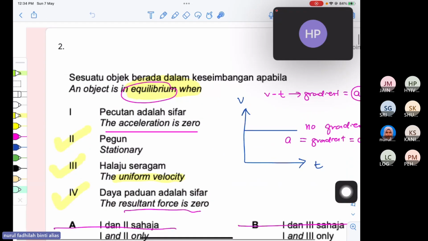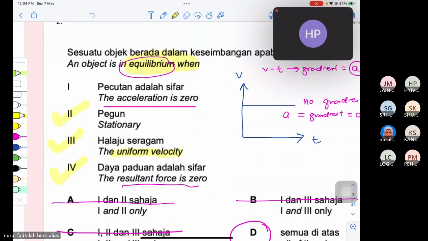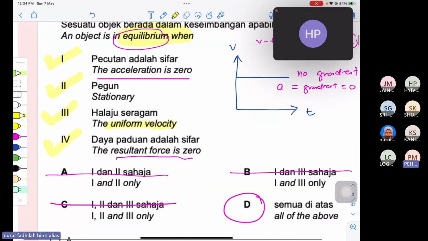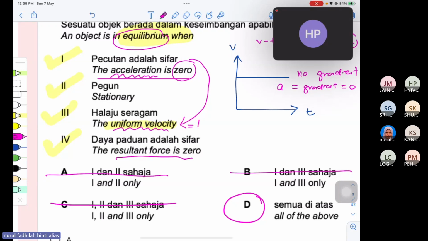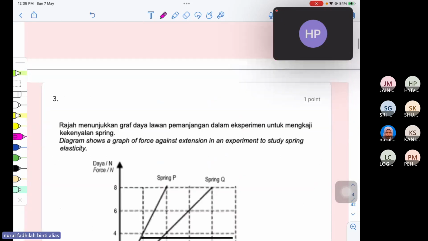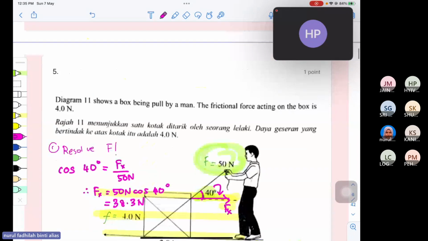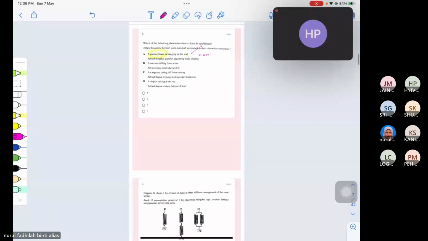So statement number 1 ni betul ke salah? Betul kan? Statement number 1 ni betul, adalah sama dengan statement number 3. Cuma dekat sini kita guna 0 tapi yang 0 tu acceleration. Untuk statement number 3, kita kata uniform velocity. Maksudnya dia bergerak, dia ada nilai. Velocity mungkin 10 meter per second, tapi 10 meter per second uniform sahaja, tak berubah-berubah. Ya? Jawapan dia D.